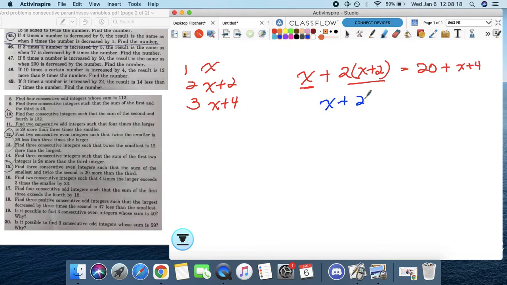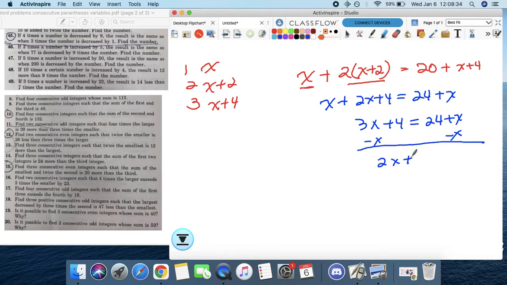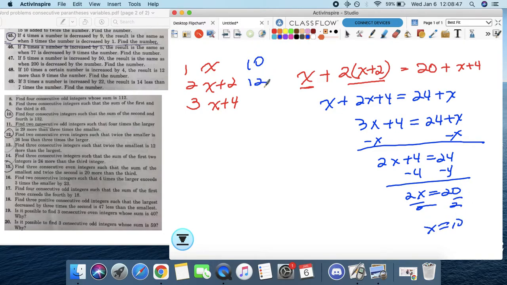X plus 2x plus 4 equals 24 plus x. Now combine like terms, I get 3x plus 4 equals 24 plus x. Let's get rid of that x there. We get 2x plus 4 equals 24. Now we're good. Minus 4 on both sides. 2x equals 20. Divide by 2 on both sides, and x equals 10. So the first number is 10, second number is 12, and the third number is 14.